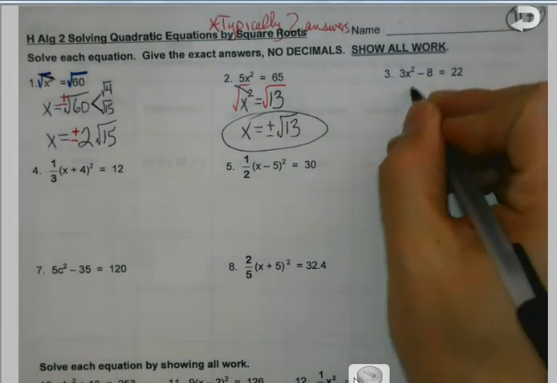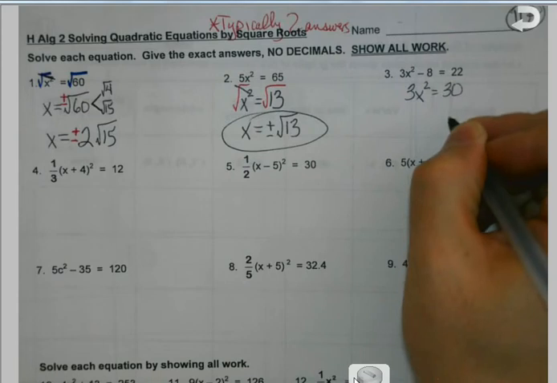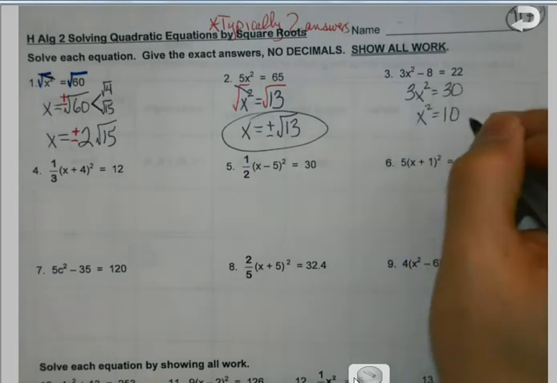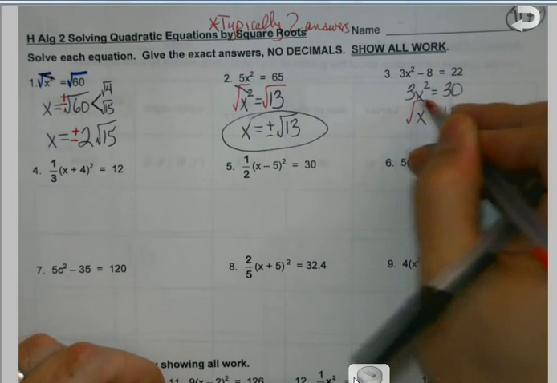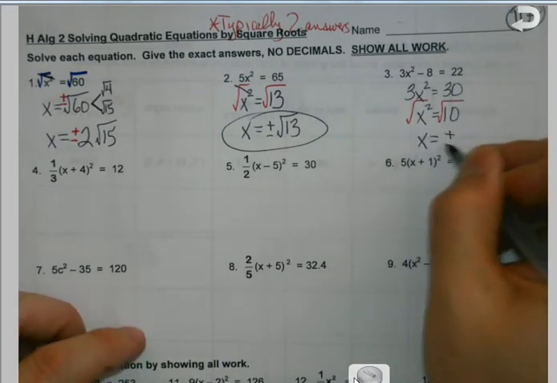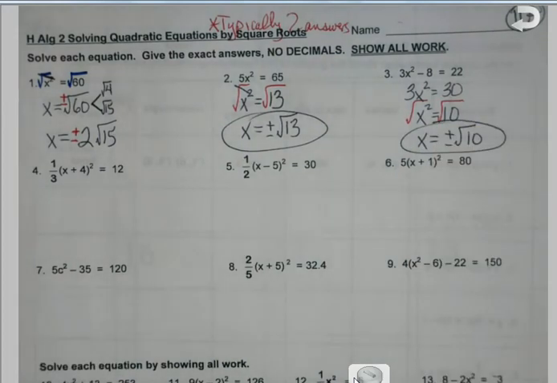So here I'd add my 8. I'd divide by 3, because again, I want to isolate that x term as best I can before I do my radical. Now, will there be some exceptions to some things sometimes? Sure. Sometimes will they break down? Sure. Sometimes they may break down completely.